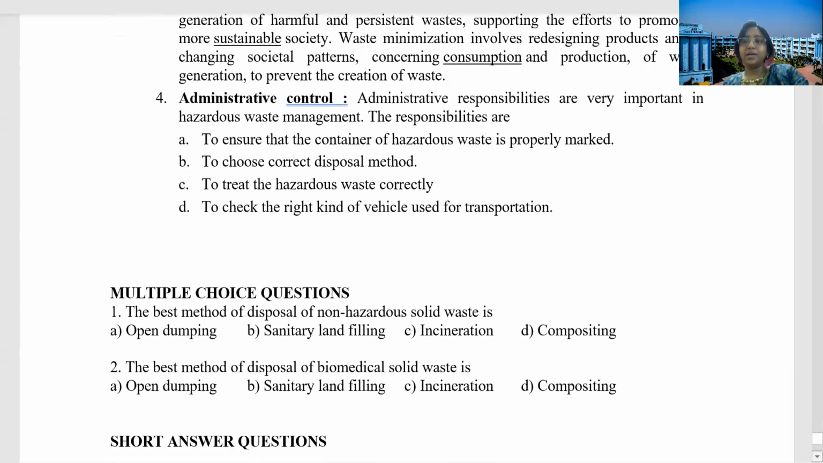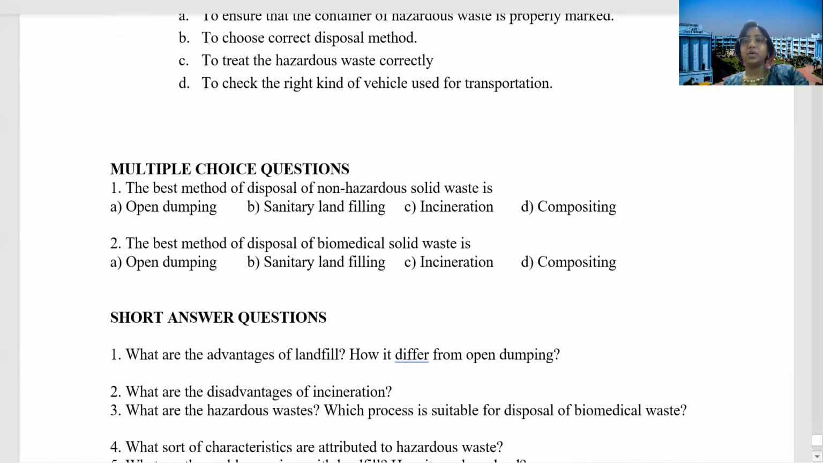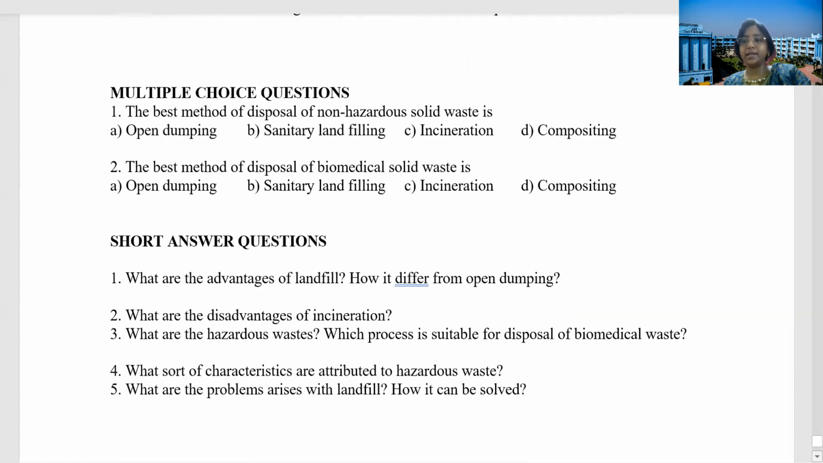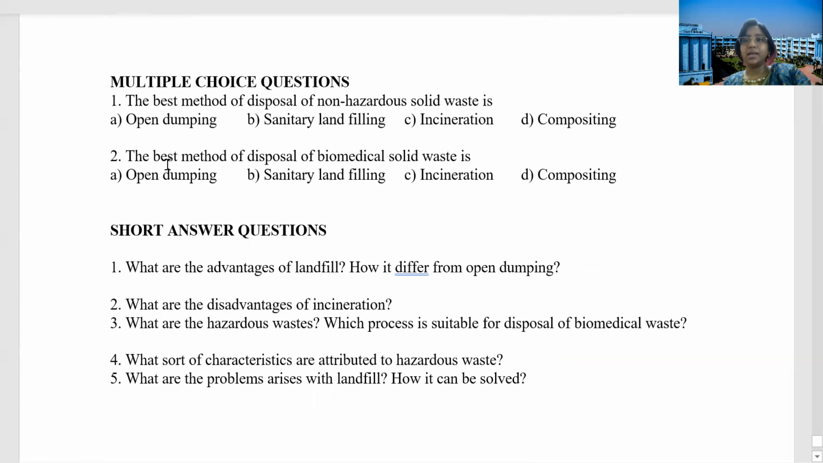Okay, so if I summarize what you have learned today: you have learned the waste management methods, how we do collection, then storage, transportation, recycling. Then you have learned the disposal methods: open dumping, sanitary landfill, and incineration. And also you have learned composting, vermicomposting, and the advantages and disadvantages of all these methods. And also you have learned the classification of hazardous waste materials, how to handle the hazardous waste materials, and how to dispose of the biomedical waste materials. Now let's check a few questions to see if you can answer or not.